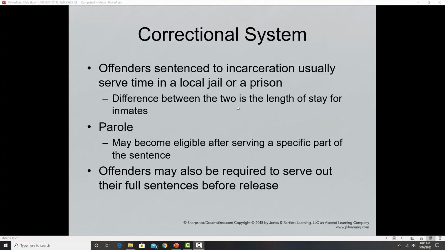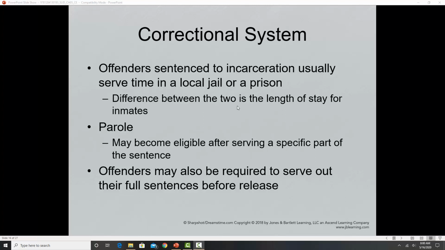People are held in jails while they are awaiting trial. Or again, if it is a less serious offense where, let's say, the incarceration is going to be 6 months, they'll go to a jail. So anything under a year will be a local jail. Anything over a year will be a prison.